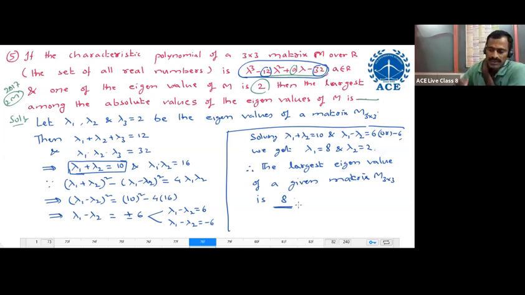Or the other method is solving this equation. Just equate this polynomial to 0 and solve it for lambda. But one of the unknown coefficients, A, is given. To get this A, we substitute lambda equal to 2 because already one of the eigenvalues is 2 only. Substitute lambda equal to 2, we get the value of A. After that, substitute A here and equate to 0, solve the cubic equation. Also, we can get lambda 1, lambda 2, lambda 3. Anyway, we can do either one.